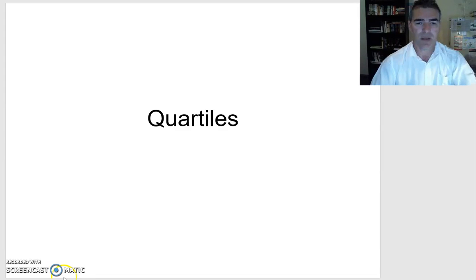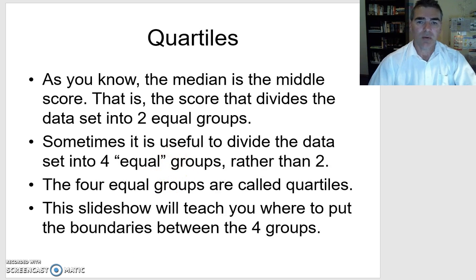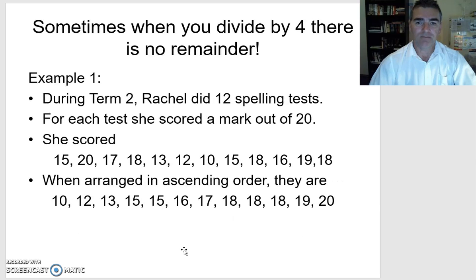What we're going to have a look at today is how we divide a set of scores or data set into quartiles. Quarters basically, so cutting it into 4 equal groups if possible. So we know already that the median is the middle score, so it divides the group into 2 equal groups. But sometimes it's useful to cut it into 4 equal groups rather than 2. This is called quartiles. And what I'm going to do is go through how we do that.